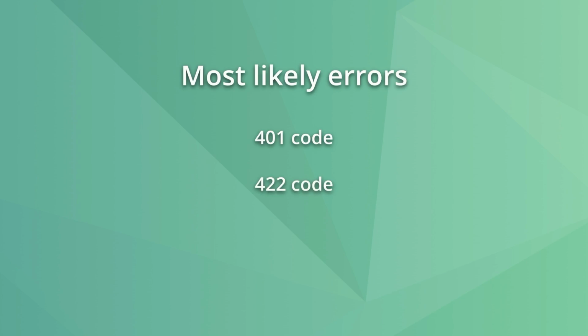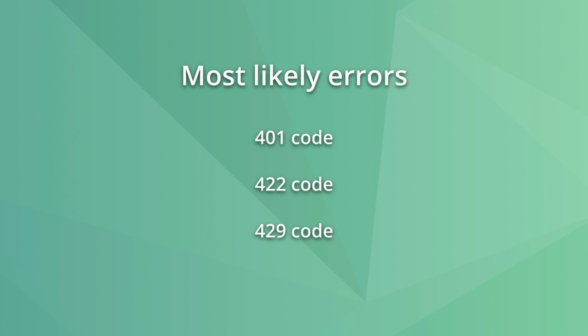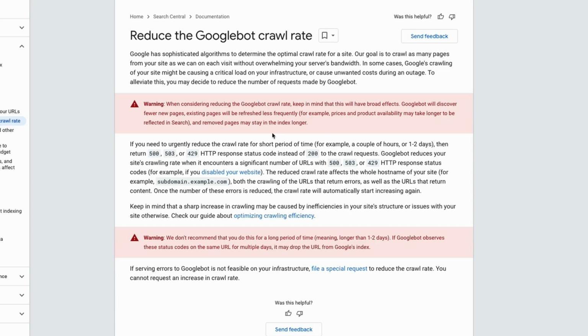422 code. This code indicates that the server understands the crawler's request but is still unable to process the instructions. Essentially, the server is saying, I understand what you are asking and how you are asking it, but I can't do it. 429 code. This code appears when Googlebot sends too many requests in a given time frame. This is also known as rate limiting. Once you have correctly identified which code is being shown for each URL, you can fix them, which will likely include implementing redirects or removing URLs from your website and sitemap, among other things.